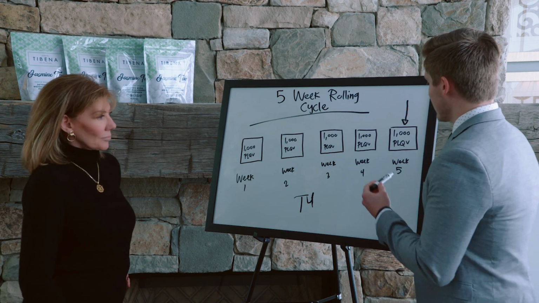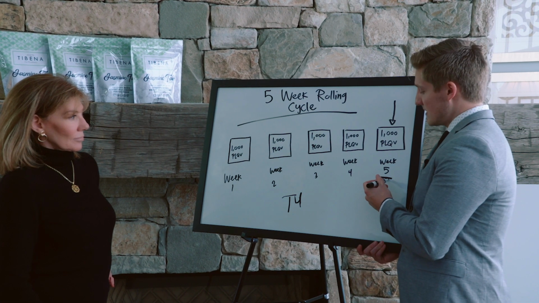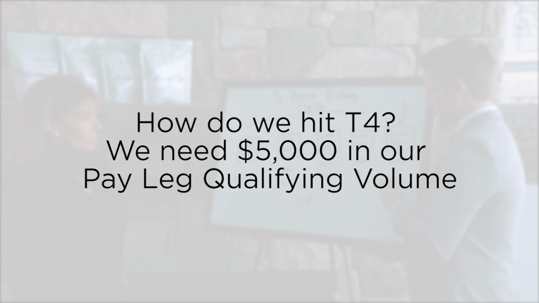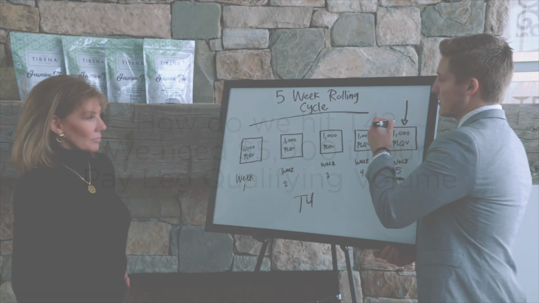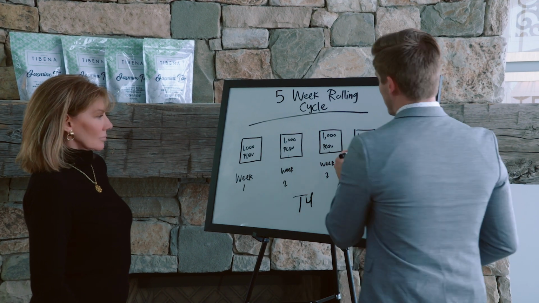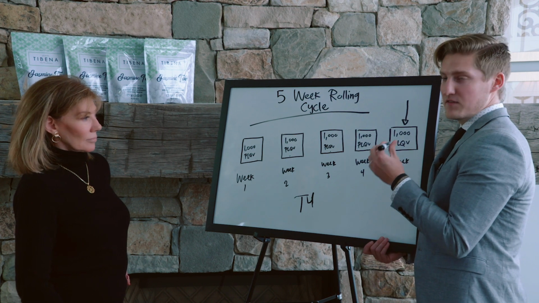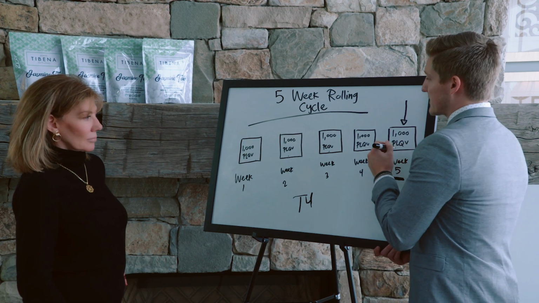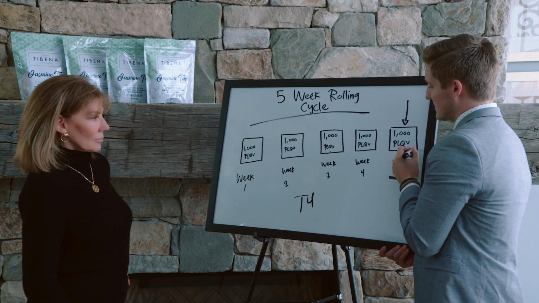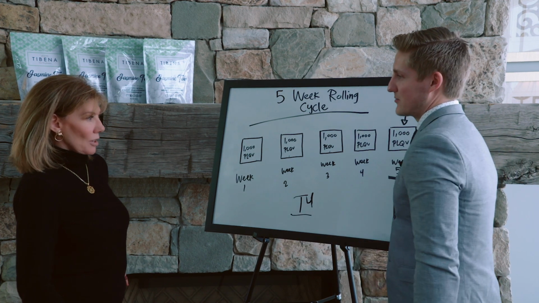So in this scenario, let's say right now, today, we're in week 5. How are we going to hit T4? We need 5,000 in our pay leg QV. So what we do is we look back 4 full weeks, 1, 2, 3, 4, plus our current week, which will end every Sunday at 11:59 p.m. Mountain Standard, and it will count it all up. In this scenario, we have 5,000 within our last 4 weeks, plus the current week, and we will hit the rank of T4. And that's how it works, yeah.